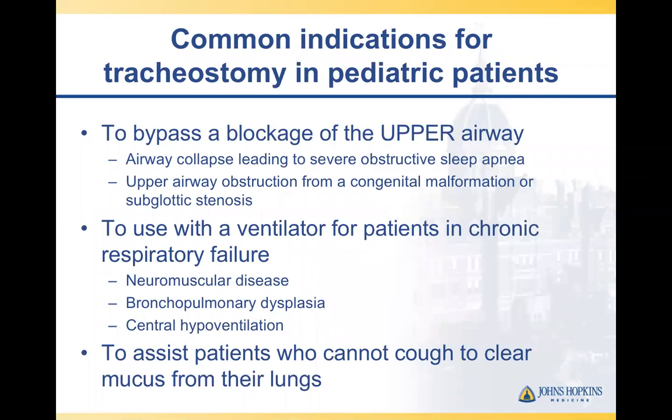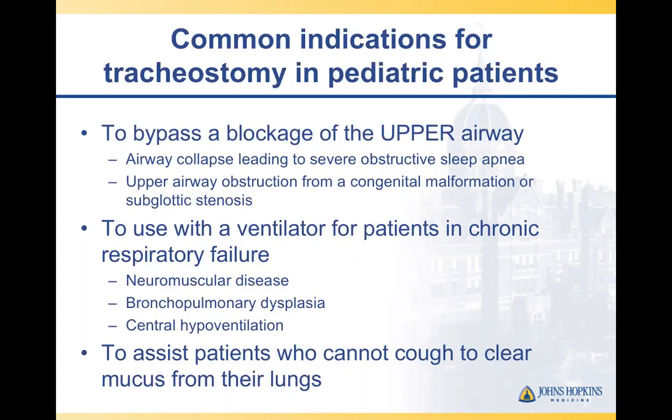There are several common indications for tracheostomy placement in pediatric patients. The first is to bypass a blockage of the upper airway. For example, some children may have significant upper airway collapse that leads to severe obstructive sleep apnea. Children may also experience upper airway obstructions from congenital malformations of the airway or from subglottic stenosis, which can be seen in premature infants.